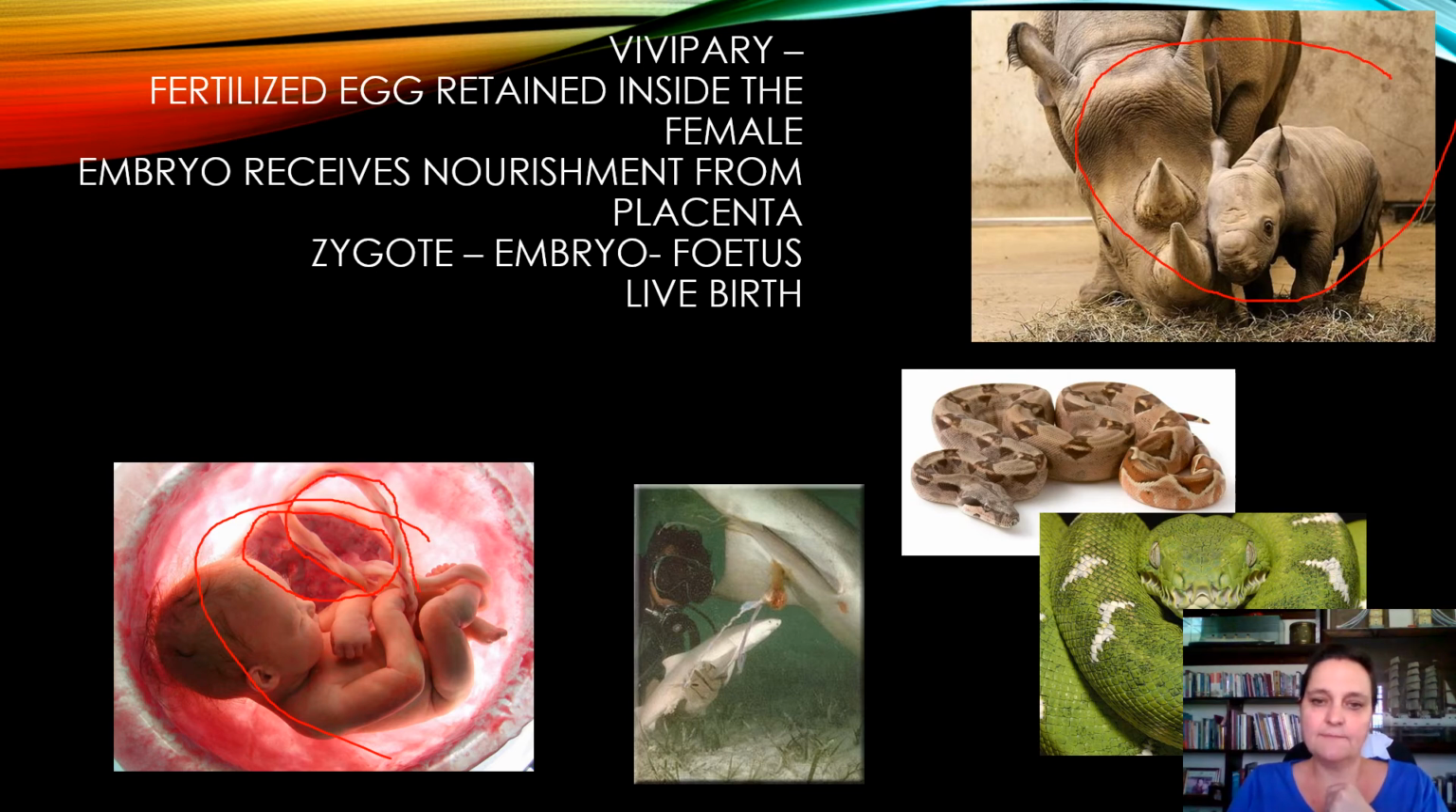Then we have some cartilaginous fish, like sharks, that are also viviparous. Here we have a shark giving live birth, a bull shark, as an example of a viviparous cartilaginous fish. And we also have some reptiles that give live birth. Here is a boa constrictor, and this over here is a green anaconda, both of which are viviparous as well.